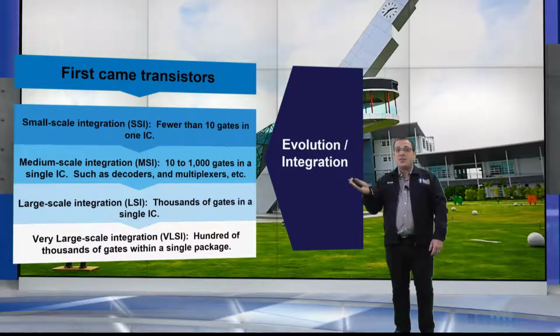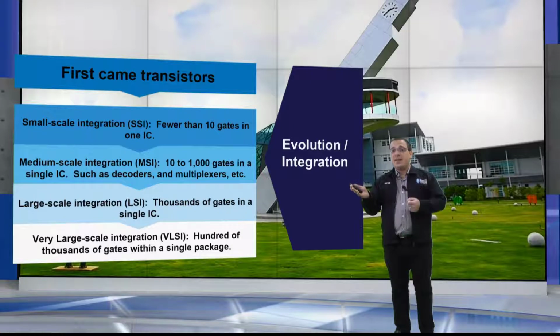Then comes what's called the large scale integration, LSI. That means there are thousands of gates in a single IC. For example, the memories and the programmable logic devices. And finally, there is what's called the very large scale integration, VLSI. It's hundreds of thousands of gates within one single package or one single integrated circuit. So this actually includes the microprocessors, the large memories, the microcontrollers, and more complicated devices.